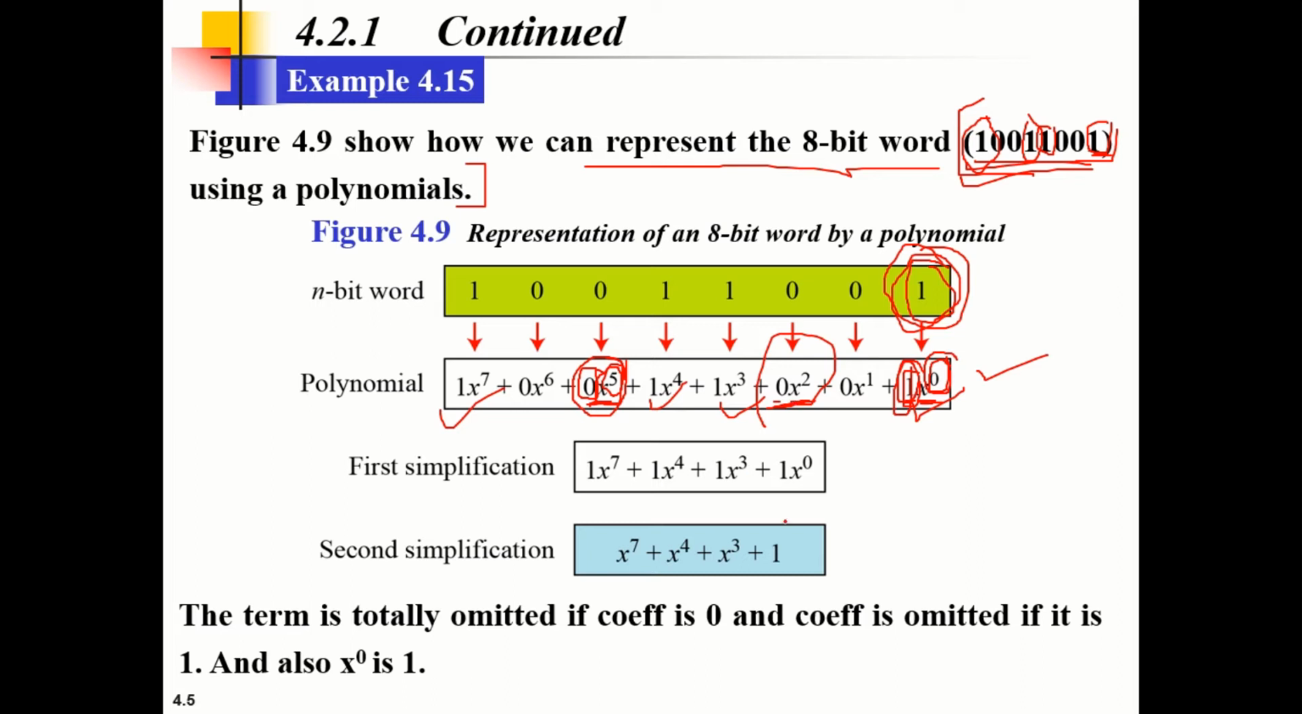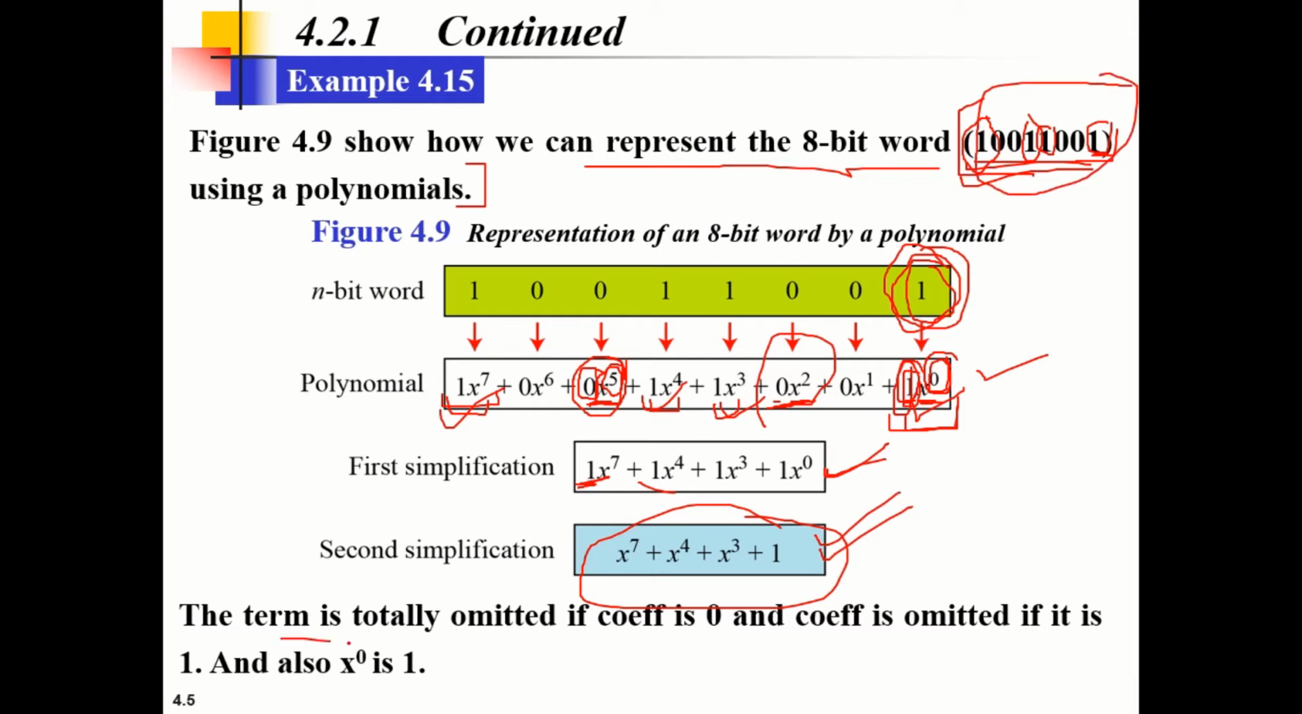So it will be the first simplification wherein we have just written the values which are not 0. Okay, so this one and this one, this one and this first one. Okay, so these entries we are having. Now the second simplification simply omits this entry 1, because when we multiply this 1 with any number you get the same value. Okay, so this will be the result. Okay, so this is the polynomial representation of this 8-bit word.